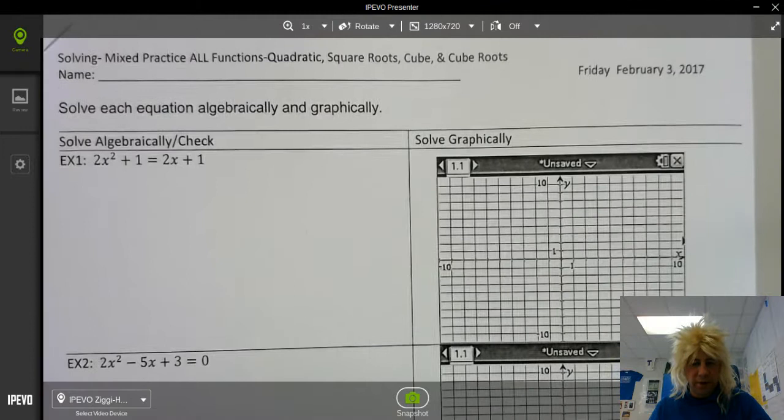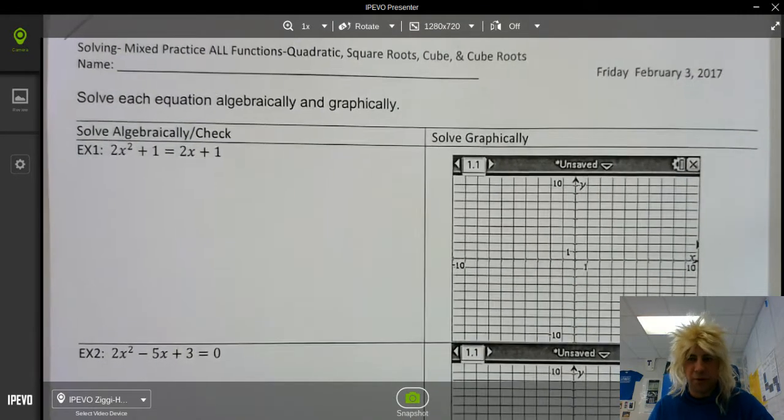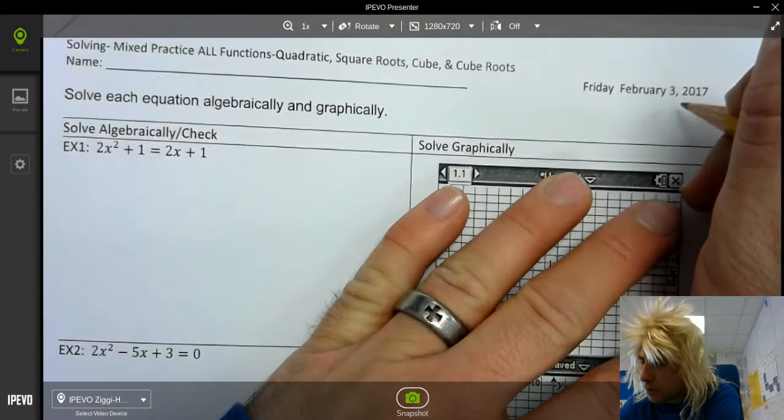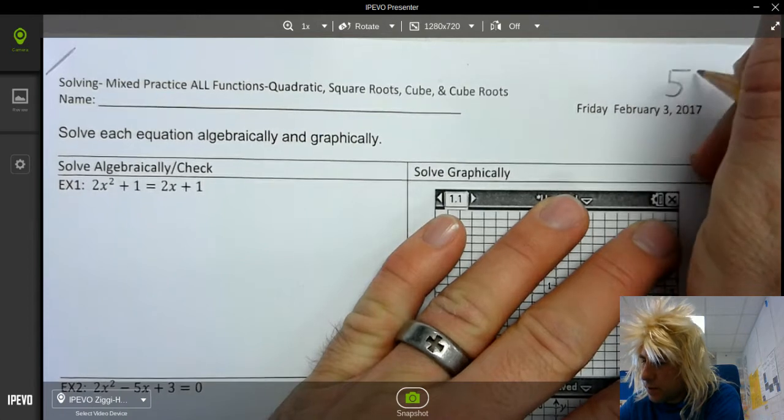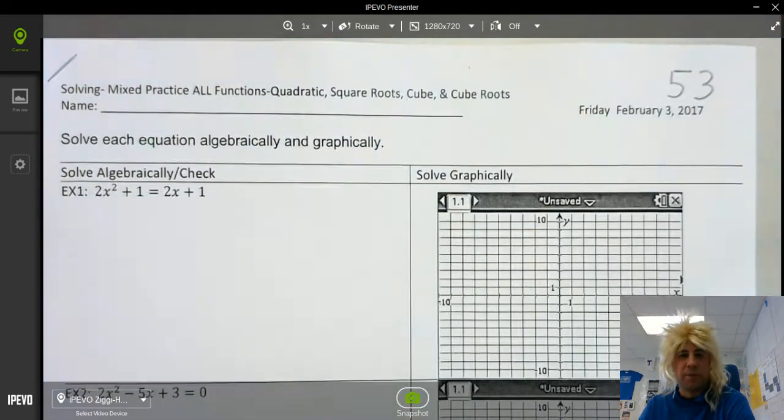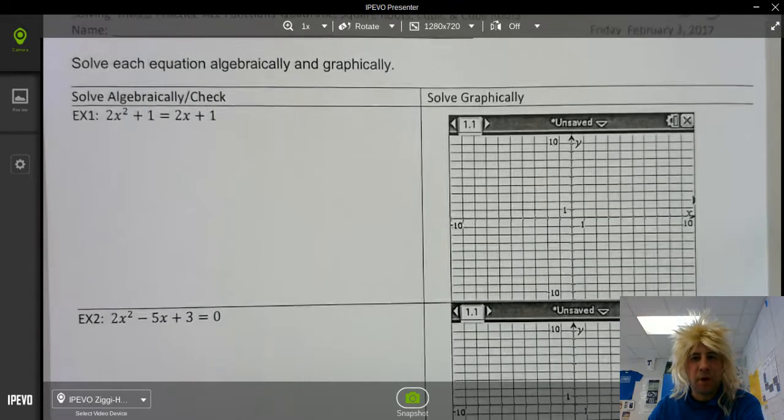Now, you'll notice that today there are no notes. We're just going to have examples, and that example page is going to be on page 53 in your journal. Okay? All right, so let's take a look.